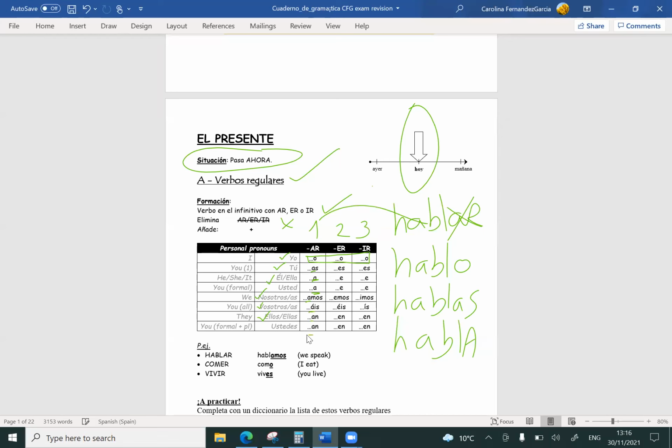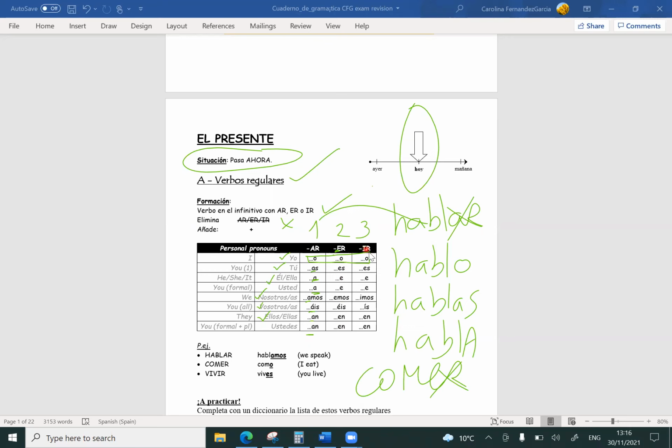Okay, so the other two endings are going to be kind of mirror images, but because the main vowel is the E, I'm going to swap that A for an E. So imagine we have the verb comer, to eat. I want to say I eat pizza, get rid of the ER and add an O. Como, comes, come, comemos, coméis, comen. If it's the verb to drink, beber, it's the same thing, getting rid of the ER and adding these endings. Bebo, bebes, bebe, bebemos, bebéis, beben.